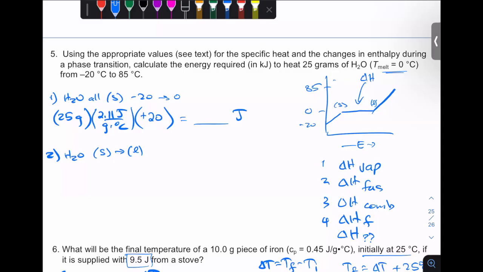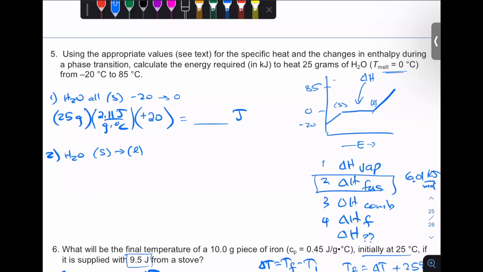Delta H of fusion. Fusion is going from the solid to the liquid, or from the liquid to the solid, depending on which direction you're going. That's going to affect the sign. In this case, we're adding energy into the system. So the sign is going to be what? Positive or negative? It should be positive because we're adding energy to the system. This one is 6.01 kilojoules per mole.